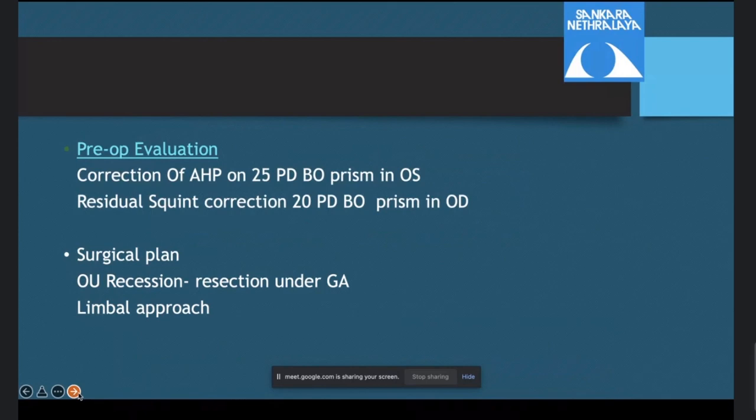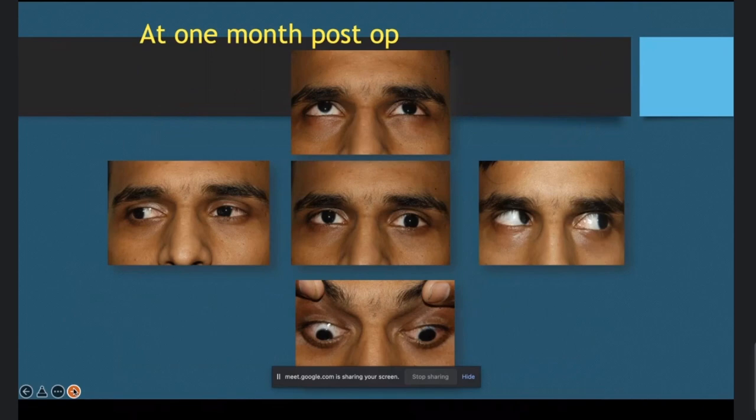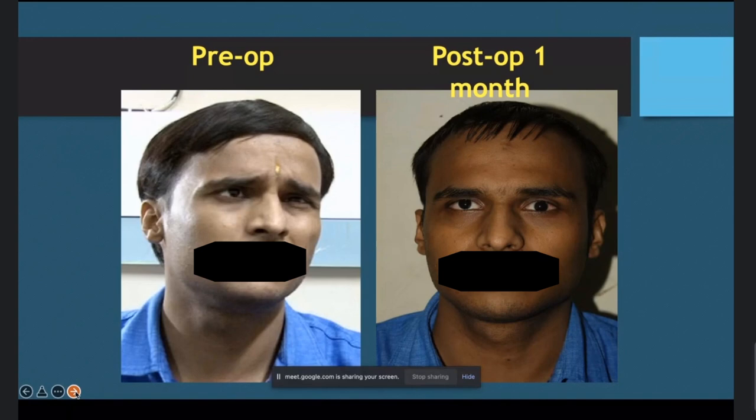So this is what he underwent: OU recession-resection under GA. And there is a small residual vertical. The head is straight. There's a small residual vertical because of some inferior oblique overaction remaining here, which we probably didn't address at that time because it wasn't that obvious. But otherwise, he was a happy man, pre-op and post-op.